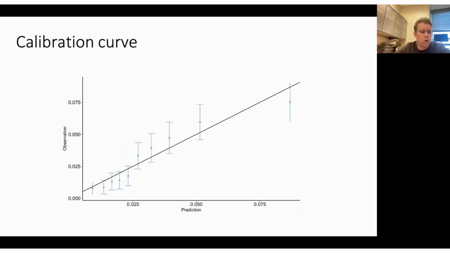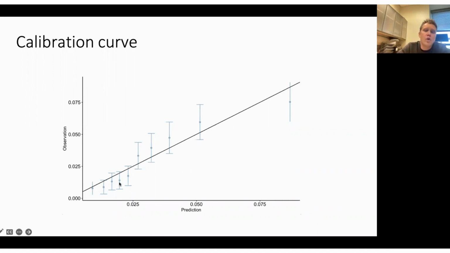And one way to sort of measure calibration is what we call a calibration curve. There you are sort of binning people based on the predicted probabilities. Like, you're taking the 10% of people, say, that have the lowest predicted probabilities, and then you're calculating the average predicted probability within that group, and you're comparing that to the number of observations who have the disease. And that would be this dot here.